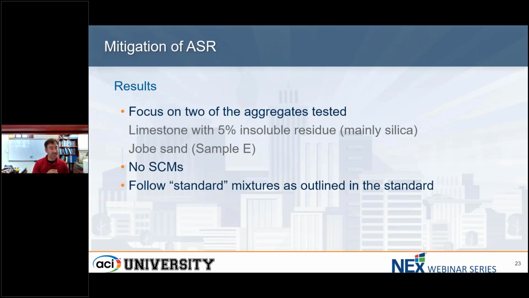So we wanted to make sure we were running our tests and got similar results to those obtained in past decades, but also we know it's reactive. And we purposely designed our mixes with no SCMs because we really wanted the worst case scenario with our test cases here. And then for the ASTM tests, we followed the actual mix designs that were outlined in those. I'll briefly go over those as we go through each set of results.